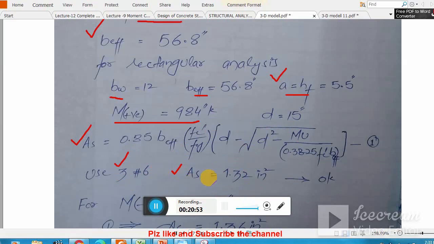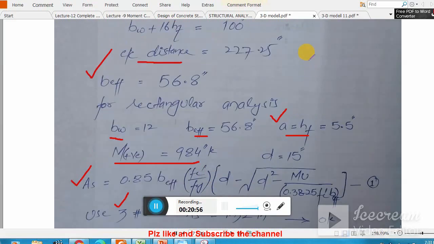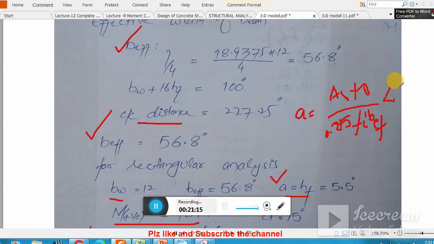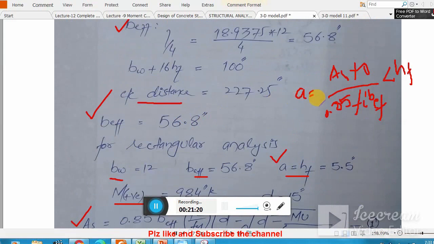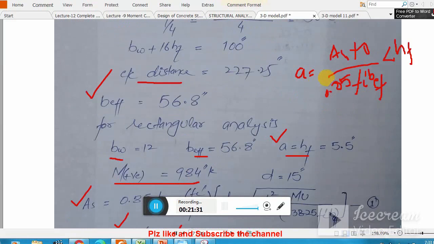Now revise the thing, recalculate A, whether it is a T-beam or not. So how you can calculate A is AS times Fy over 0.85 FC prime times B effective. If it is less than HF, so this means this is a rectangular beam, oh sorry, a rectangular beam, and we need a rectangular beam analysis. Okay, so please check these calculations. Okay, how we can check a T-beam and rectangular beam analysis.